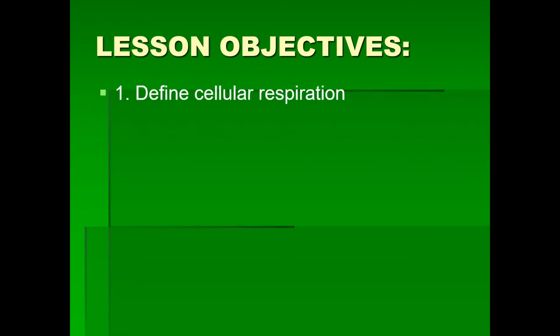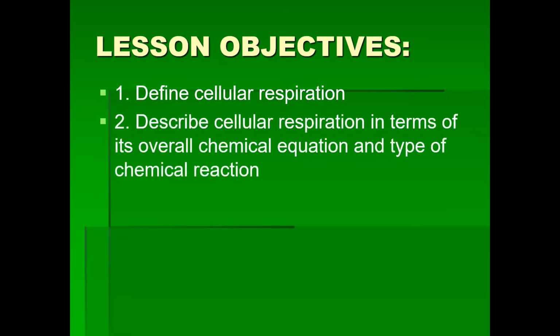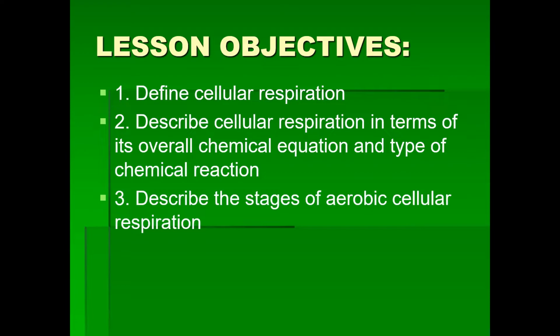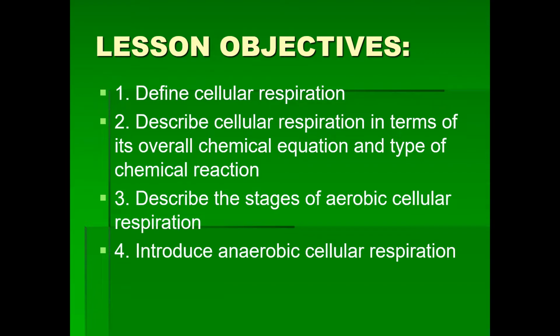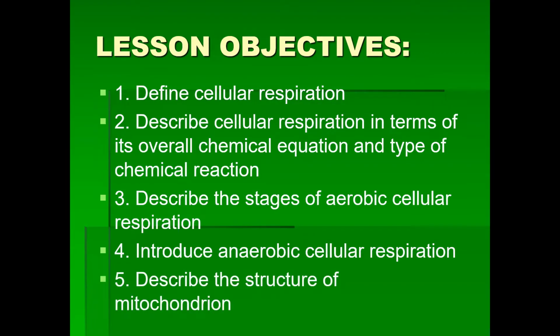So number 1, we will define what is cellular respiration. Next is describe cellular respiration in terms of its overall chemical equation and type of chemical reaction. Third, describe the stages of aerobic cellular respiration. Fourth, introduce anaerobic cellular respiration. And last, we will describe the structure of mitochondrion in which cellular respiration takes place. So now, let's start discussing the concept of cellular respiration.